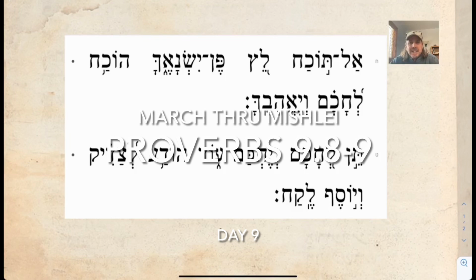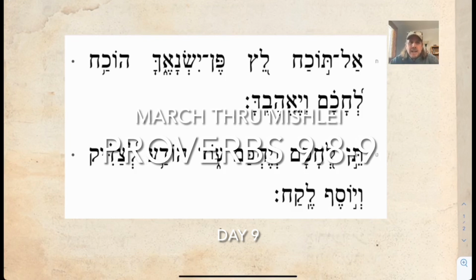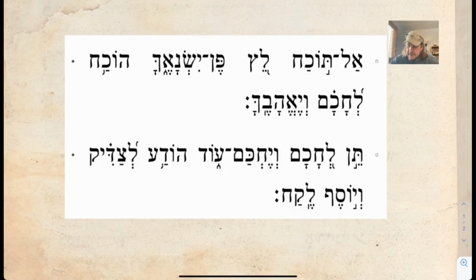Here we are for day 9, Proverbs 9 verses 8 and 9. And we're going to look at this snapshot from the Sefaria website, just to change it up with what the Hebrew text looks like that we're studying. So here you can see they use the chet for 8, the tet for 9. So that's using the Hebrew letters as numbers.